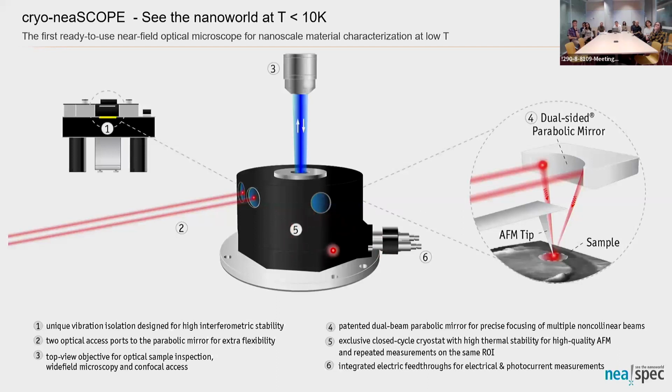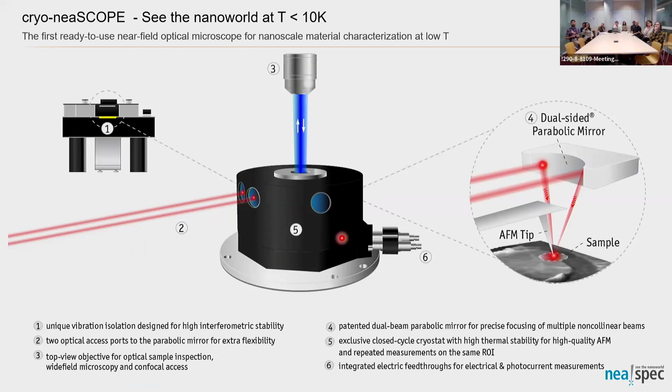And the sample, as well as the parabolic mirror and the AFM tip, is contained in this cryostat, and this is working without liquid helium, so it's called a dry cryostat. So maintenance costs are relatively quite low, compared to a classical cryostat working with liquid helium.